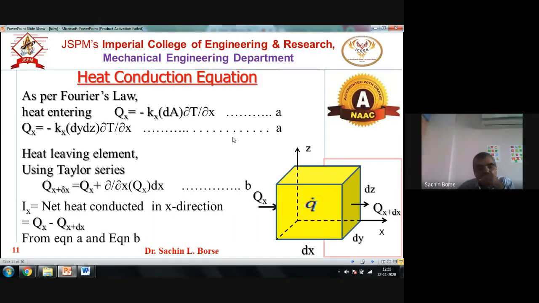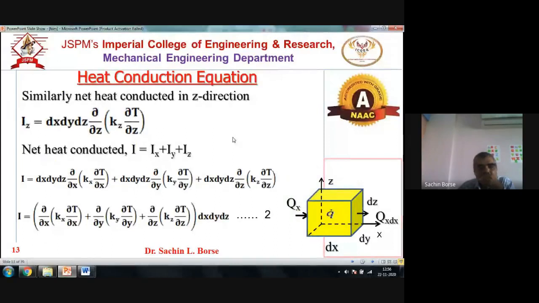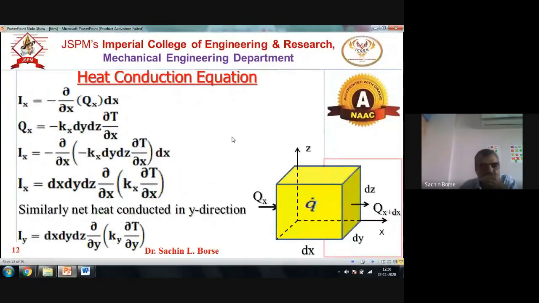Moving to slide number 12. So we know the net heat conducted will be minus del by del x of qx into dx, because qx will get cancelled. So we got this net heat conducted.